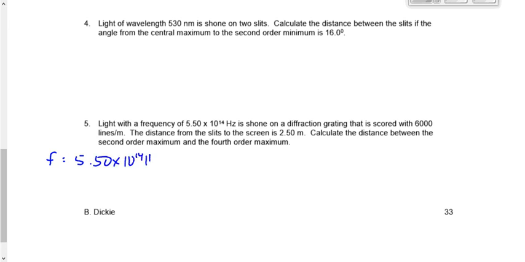None of our equations here have frequency in it. We want to get from that wavelength. We'll see how to do that in just a couple minutes, but we know we're going to want wavelength from that. Now, we've also got 6,000 lines per meter. That's 1 over d.